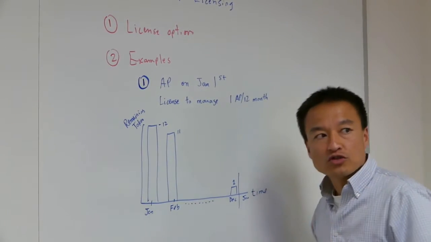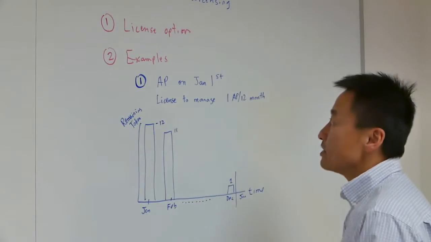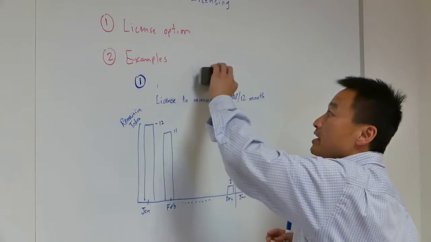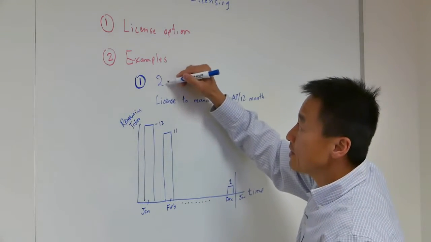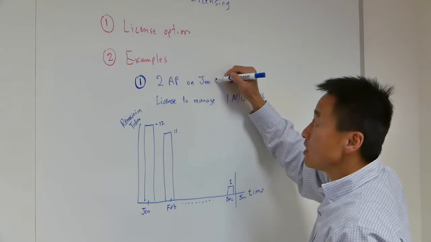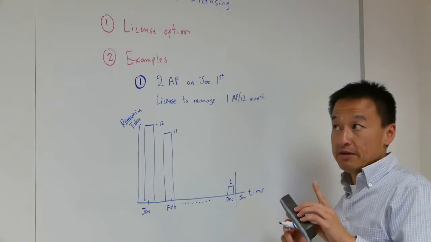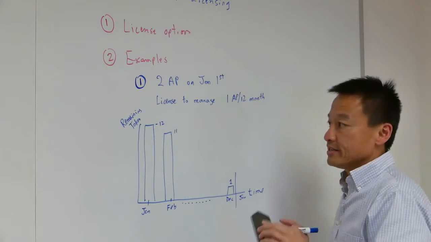I'm going to go into a little bit more complicated. What happens when you have 2 APs? So let's say we got 2 APs. We bought 2 APs on January 1st. And then we still only bought that 1 license, the 1 AP for 12-month license.